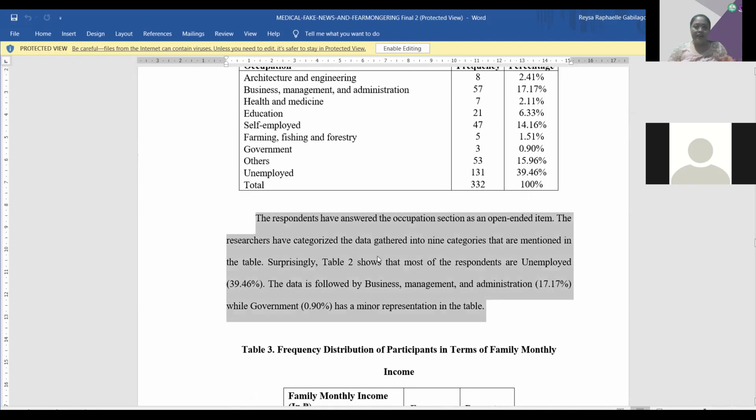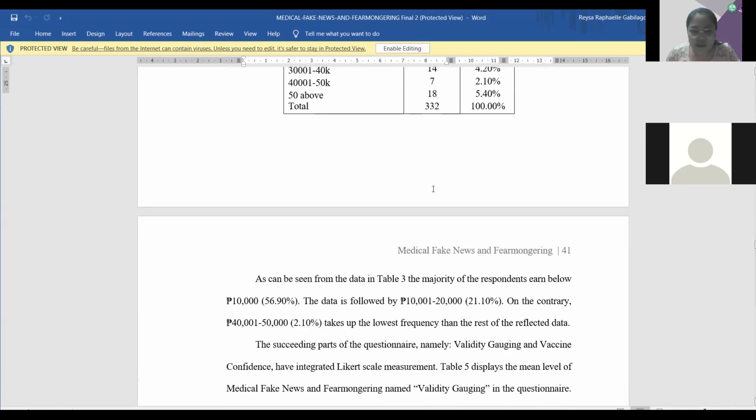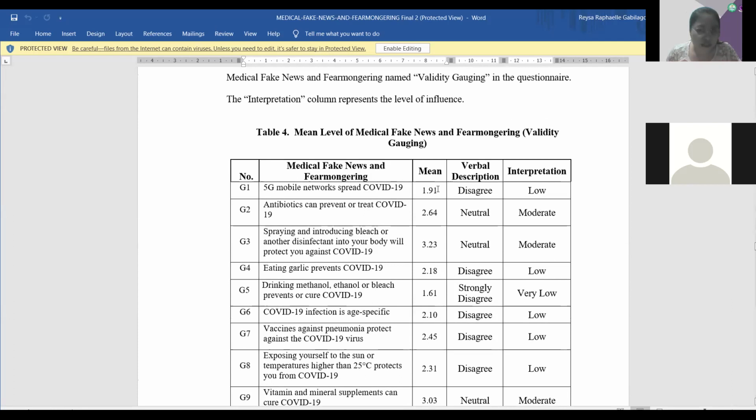what do you call that? This one, the textual presentation. Meaning you just have to present that these are the occupation of the respondents. So merong percent, nag-highlight sila na a large percentage of their respondents are actually unemployed. And if employed, ito yung mga possible na mga employment. Okay? They have the monthly income before they really moved on to the next question.